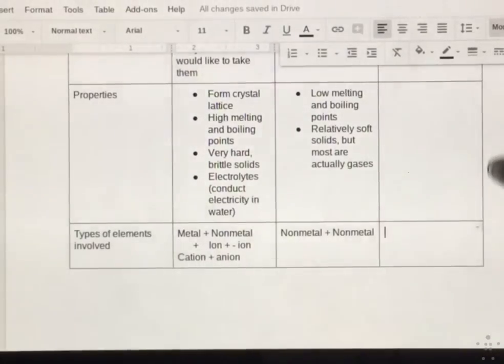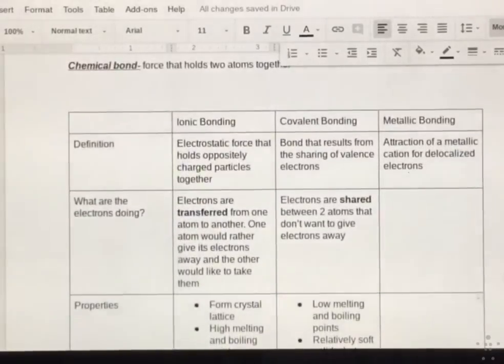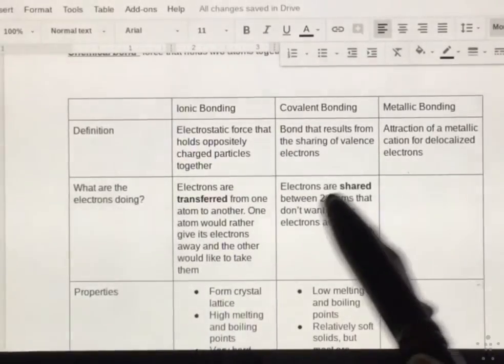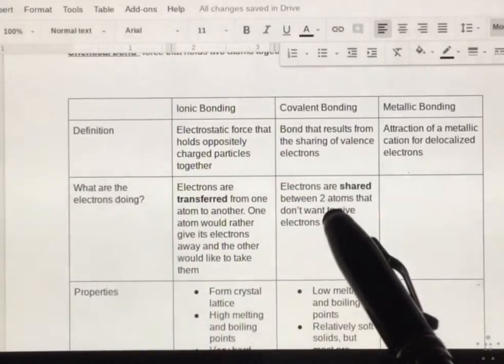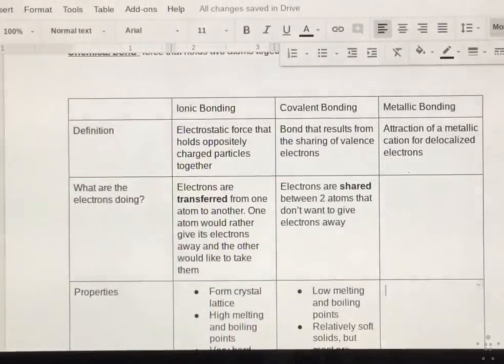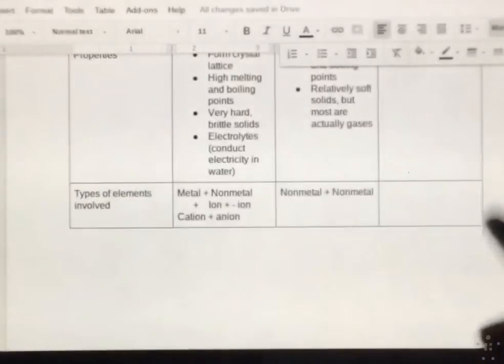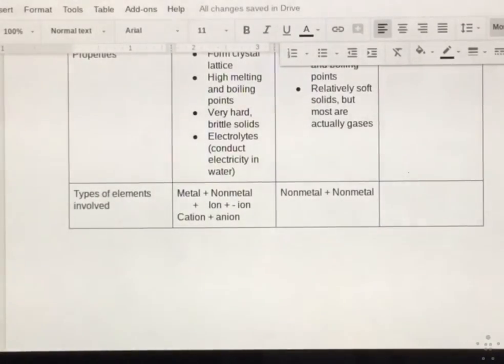And it makes sense because if you go back to this right here, it says shared between 2 atoms that don't want to give electrons away. And we learned during ionic bonding that those elements on the right hand side of the table, groups 15, 16, 17, don't want to give any of their electrons away because they're closer to having that 8. They would rather bring in some more. So it makes sense why covalent bonding happens between 2 nonmetals.